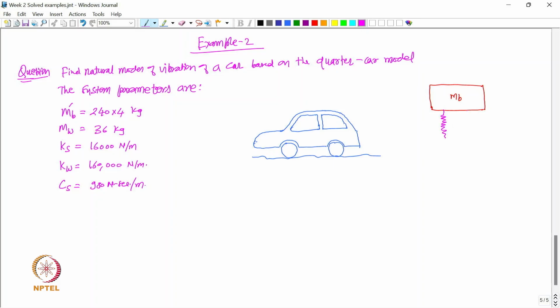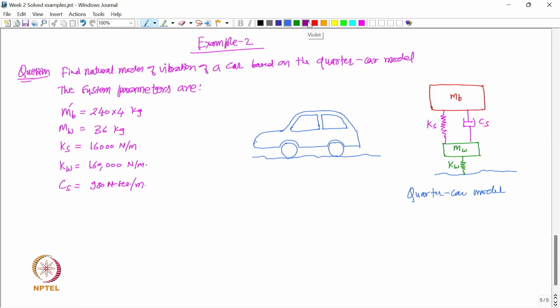Here, like this, we have suspension stiffness and suspension damping. So, this is Ks and Cs, and then we have the wheel mass, again shown by one lump mass of value mw, and then the stiffness of the tire is shown by a lump stiffness Kw, and then of course this is the uneven road profile. So, this is essentially the quarter car model.